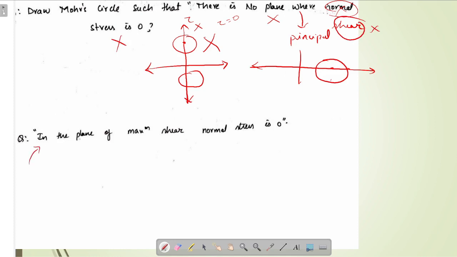Draw a Mohr circle such that in a plane of maximum shear, normal stress is 0. That means where there is maximum shear, the normal stress is 0. That means tau max, comma, 0 must be a point. Okay. We know that in case of maximum shear, this tau max will be tau average. But in this question, they are asking this tau average must be 0. Okay. We also know that this tau average is the center of Mohr circle. That means the circle looks something like this.